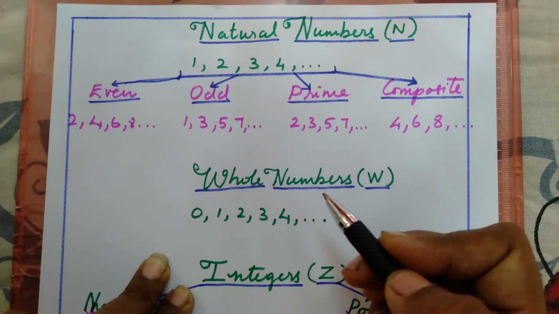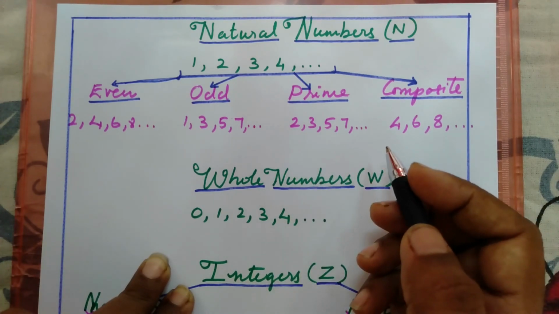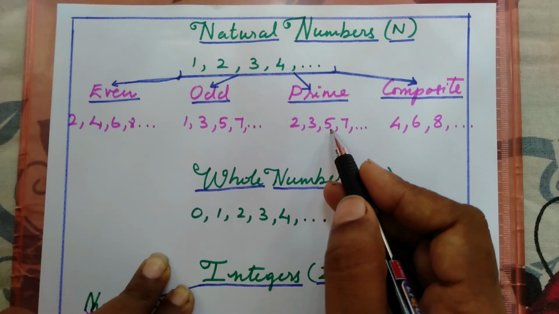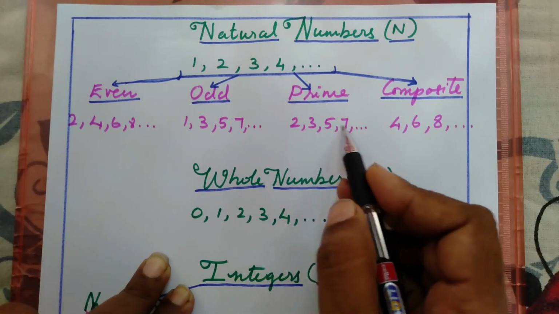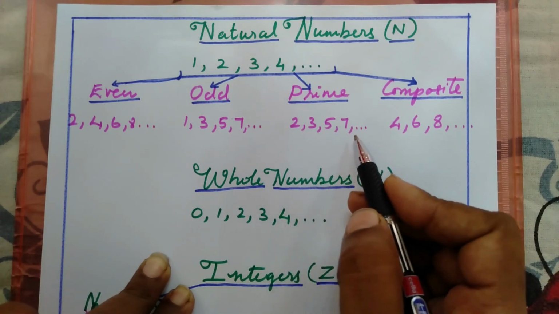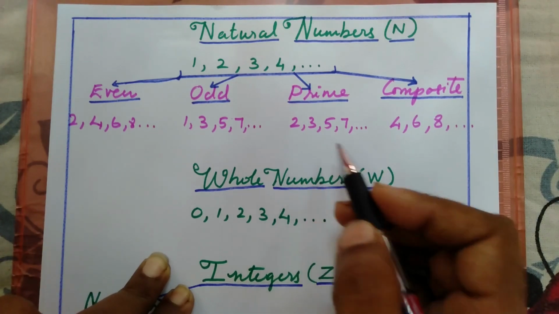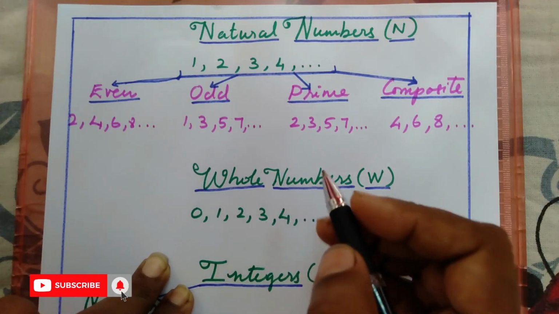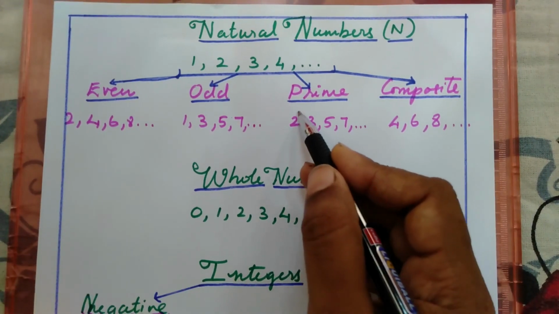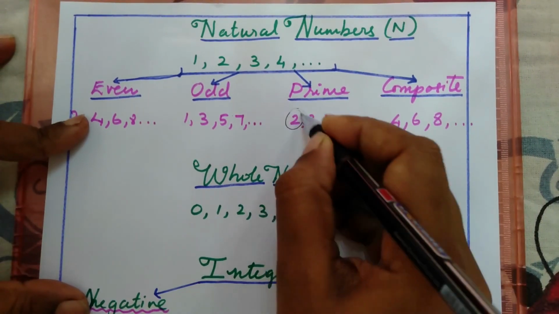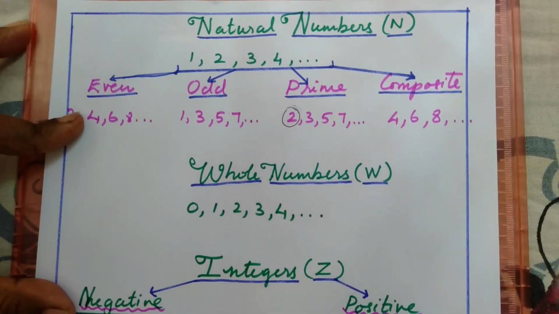Then if you take 5, it comes in the 1 table and it comes in the 5 table. Other than that, it doesn't come in any other table. So the factors of 5 are 1 and 5. So they have only 2 factors. These are the prime numbers, which have only 2 factors: one is 1 and the other is the number itself. And 2 is the only even prime number. Please make a note of it.